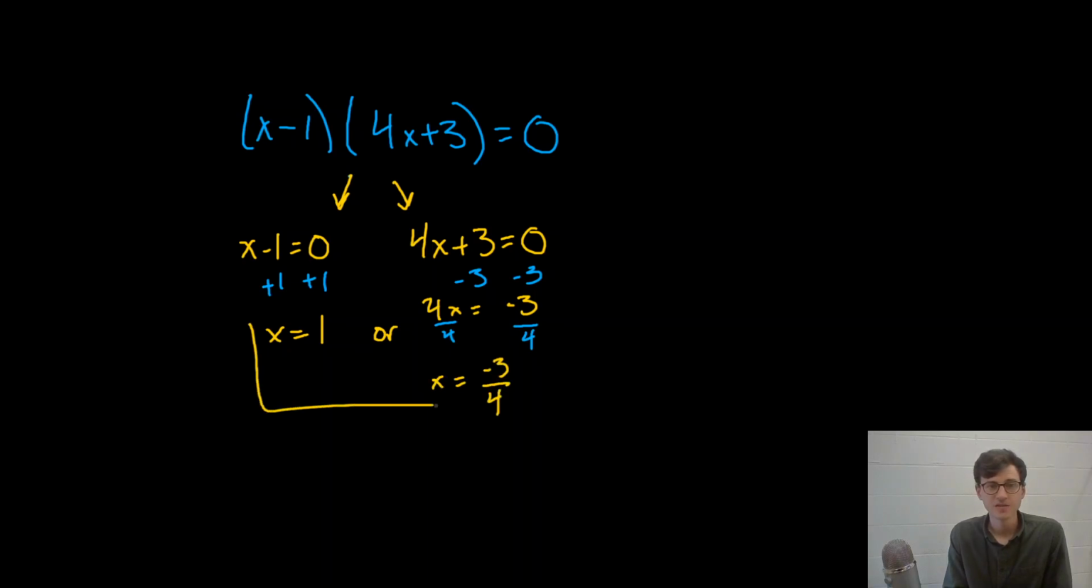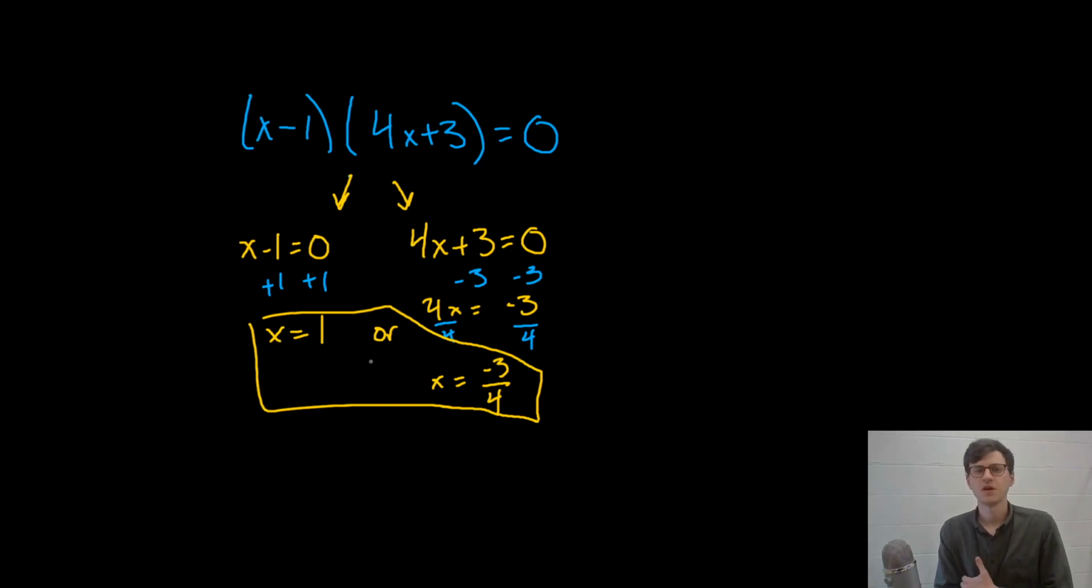So x is 1 or, draw kind of a trapezoid here. Well, I guess that's a pentagon now because it has 5.